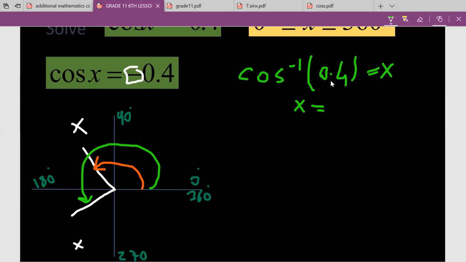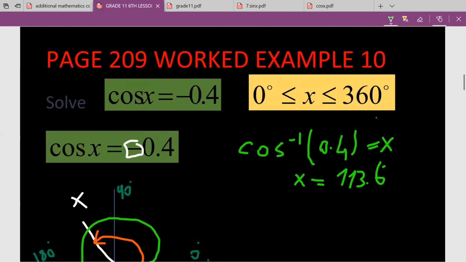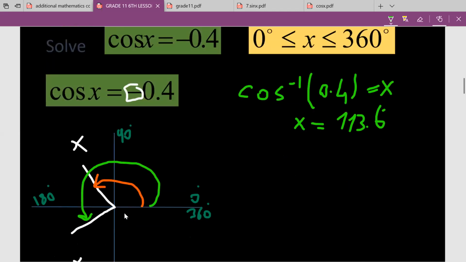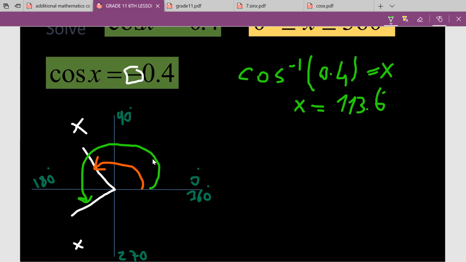Value of x equals 113.6 degrees. Here is our x value. Is it between 0 and 360 degrees? Yes, it is. Is it in the second quadrant? Yes. So we need to find the second solution. This is our first solution. We will find the second solution, which is in the third quadrant.